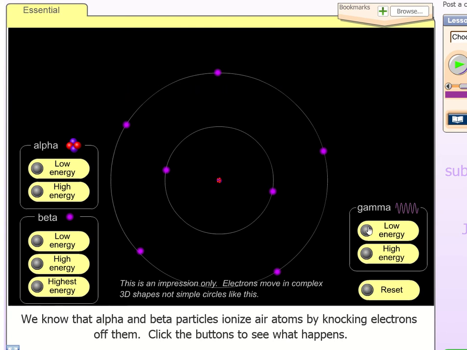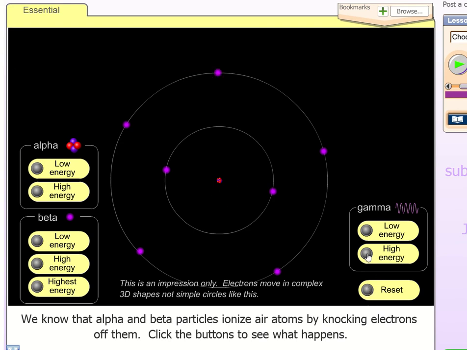We're now going to show what happens to gamma radiation when that comes in the vicinity of the atom. This is low energy gamma. Here, the gamma is absorbed by the electron, which gains energy, and the energy it gains is enough to free it from the atom. We are left with a positive ion.